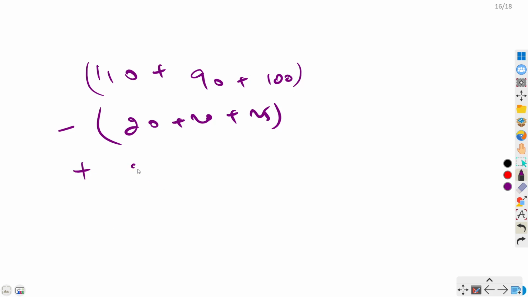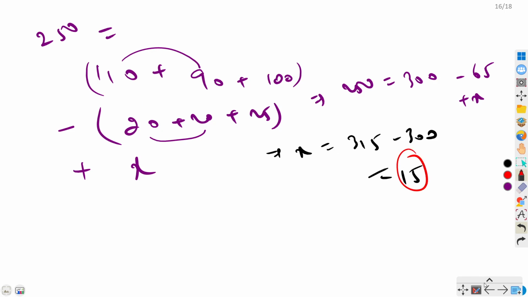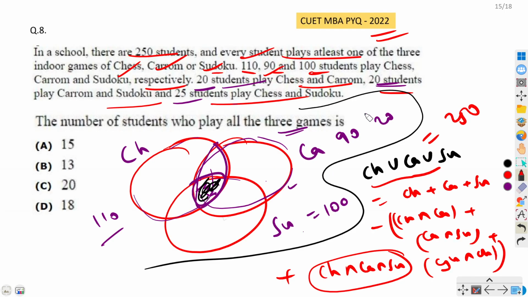Now we want to find this value, right? So let's say this is x, and this whole value is 250. We know that. So you can solve this now. 250 equals 300 minus 65 plus x. So from here x equals 250 plus 65, 315, minus 300, equal to 15. So there are 15 students who are common in all three, so they play all three games. Okay, so that would be option A.